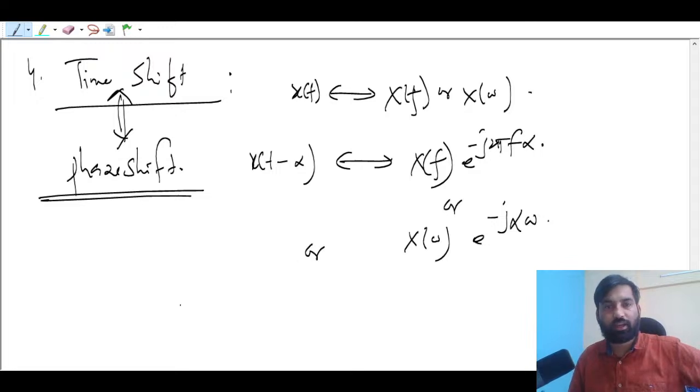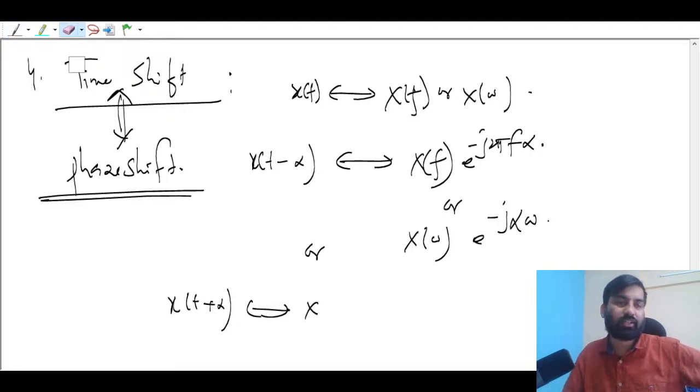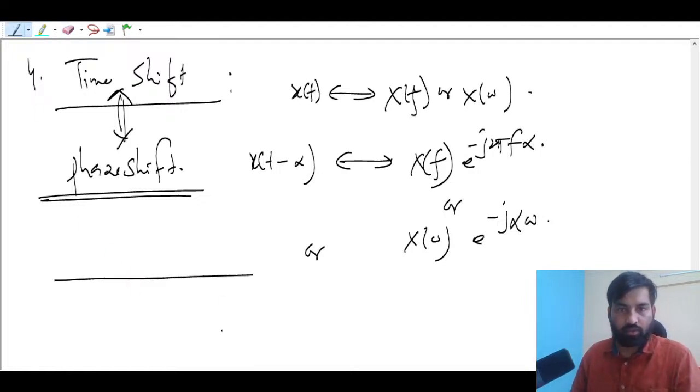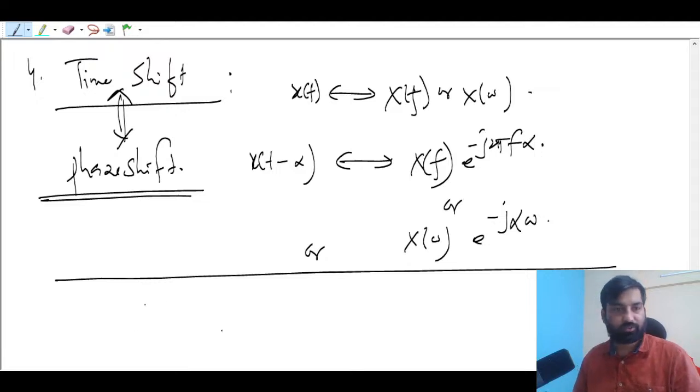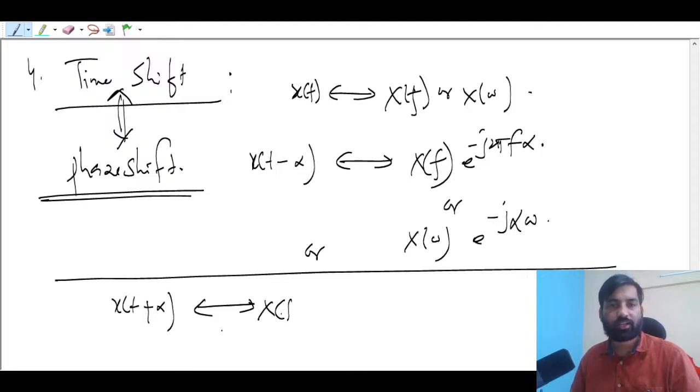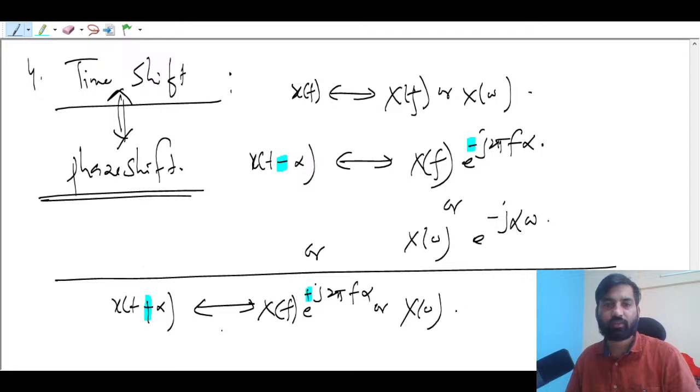और मान लो x(t plus alpha) होता, so it has the Fourier transform, let me write it on the next page. अगर हम प्लस लेते हैं, so you can say that x(t plus alpha) has the Fourier transform X(f) e raised to power j 2 pi f alpha. अगर यहाँ प्लस है टाइम शिफ्टिंग में तो यहाँ प्लस, माइनस यहाँ है तो माइनस यहाँ, ठीक है। Or you can write this as X(omega) e raised to power j omega alpha. It's very simple.